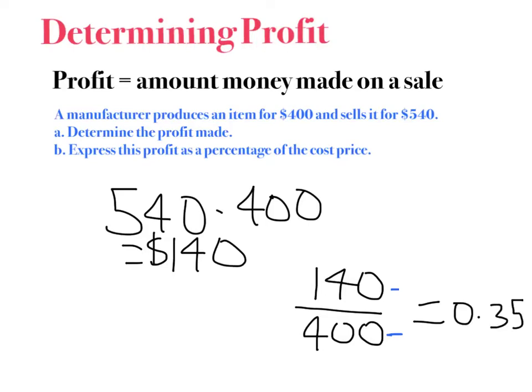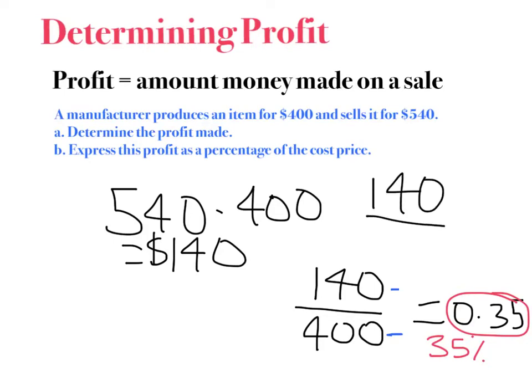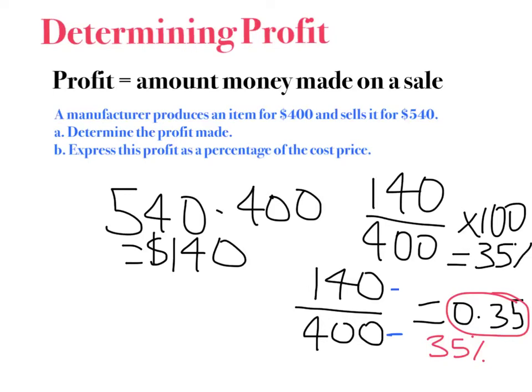Now some of you can stop there. Some of you can tell me, sweet miss, I've got that decimal 0.35. I know that's 35%. Okay? For others of you, you might want to write it like this: 140 over 400 multiplied by 100, which will give you an answer of 35. And then all you have to do is pop the percentage sign in. I do want some of you getting used to recognizing this decimal 0.35 and knowing that that is 35%.